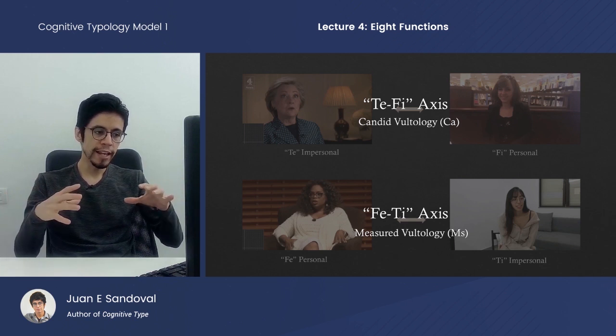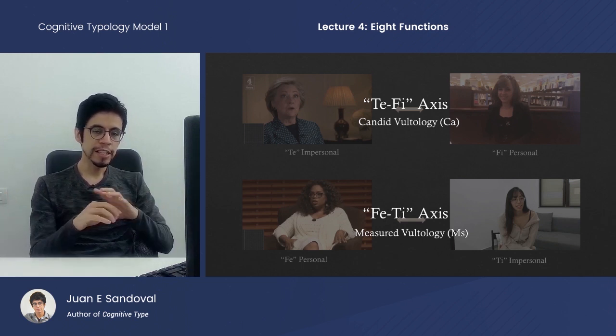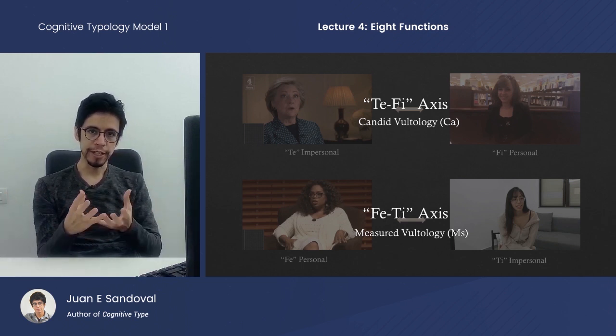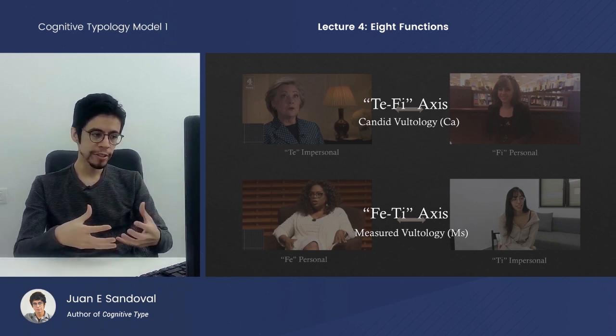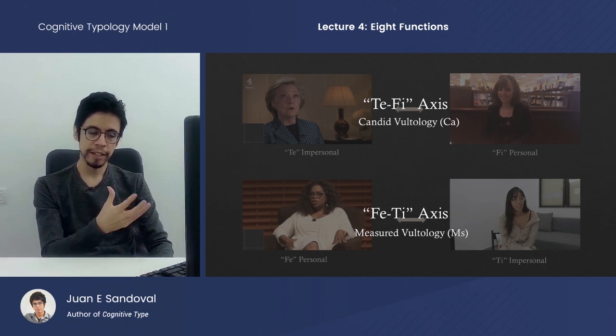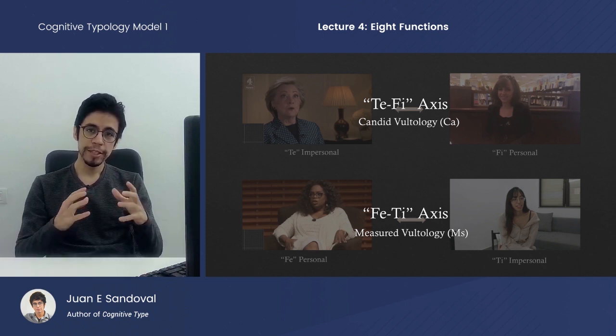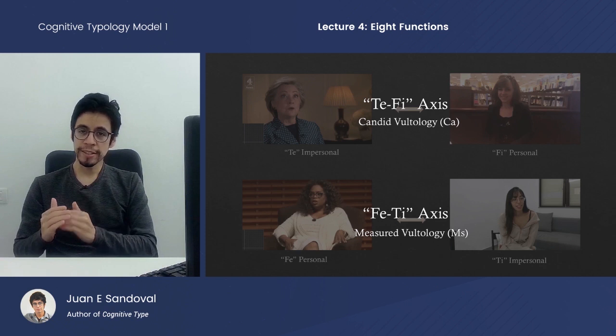Oppositely, when it comes to the FE and TI axis, when we put the two Vultological clusters together, what we call that is a measured Vultology. And that's because this axis is very measured in how it presents itself. In the case of FE, it's very measured in its presentation. It is very intentional in how it comes across to you. But with TI, it is also measured in what it doesn't express.